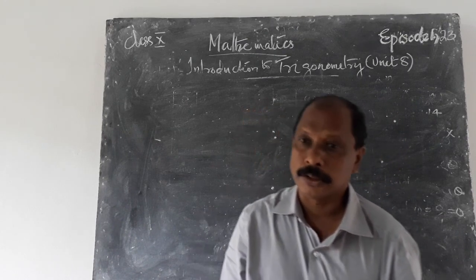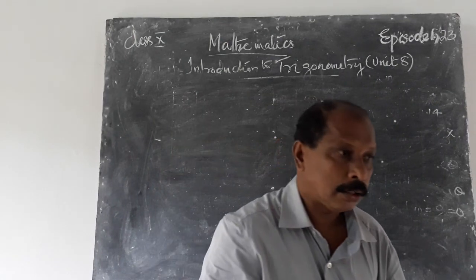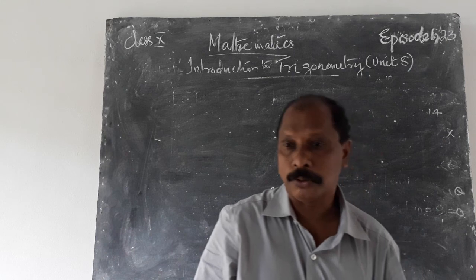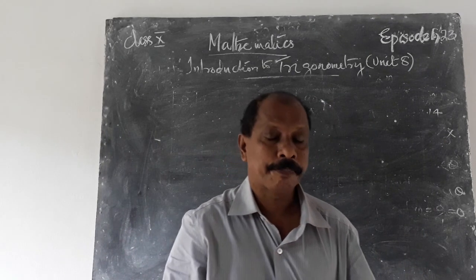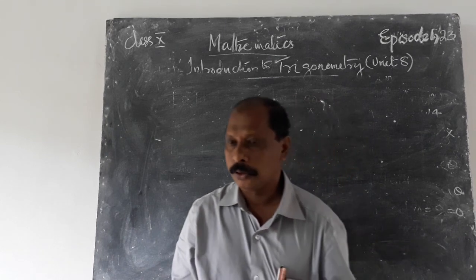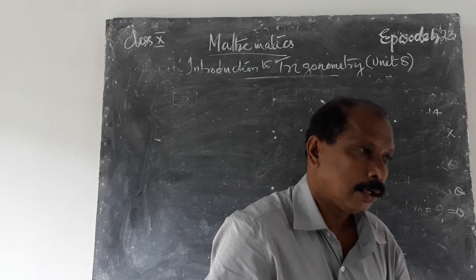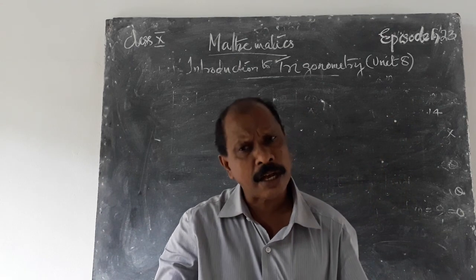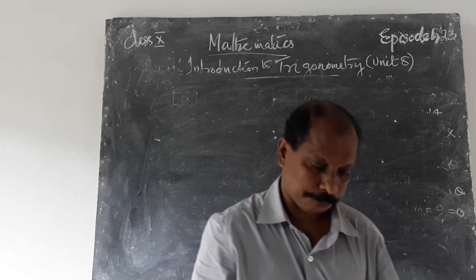Then, therefore, sin 0 is 0, sin 30 is 1 by 2, sin 45 is 1 by root 2, sin 60 is root 3 by 2, sin 90 is 1. Cos 0 is 1, cos 30 is root 3 by 2, cos 45 is 1 by root 2, cos 60 is 1 by 2, cos 90 is 0. Tan 0 is 0, tan 30 is 1 by root 3, tan 45 is 1, tan 60 is root 3, tan 90 is not defined. That means 0 by 1 is 0, but 1 by 0 is not defined, that is infinity.